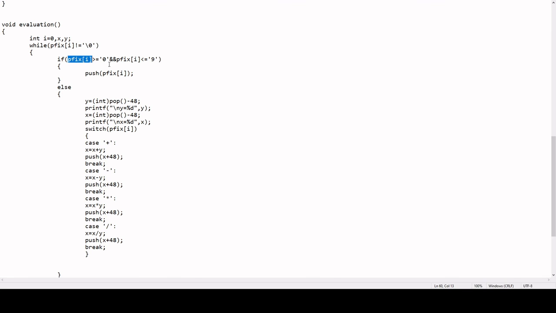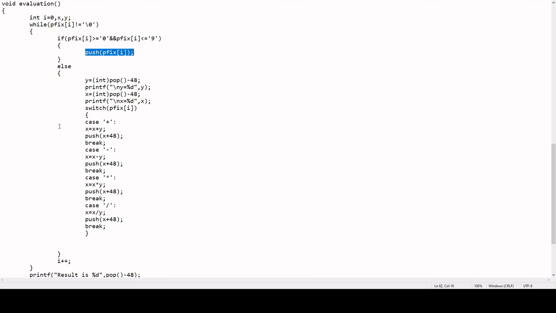Of course, that is pushed as a character. So we have to check whether the symbol is greater than or equal to 0, and the symbol is less than or equal to 9. This is important: we check it as a character. If that is an operand, according to the rule, we just have to push it onto a stack. So that's what we are doing, pushing it onto a stack.